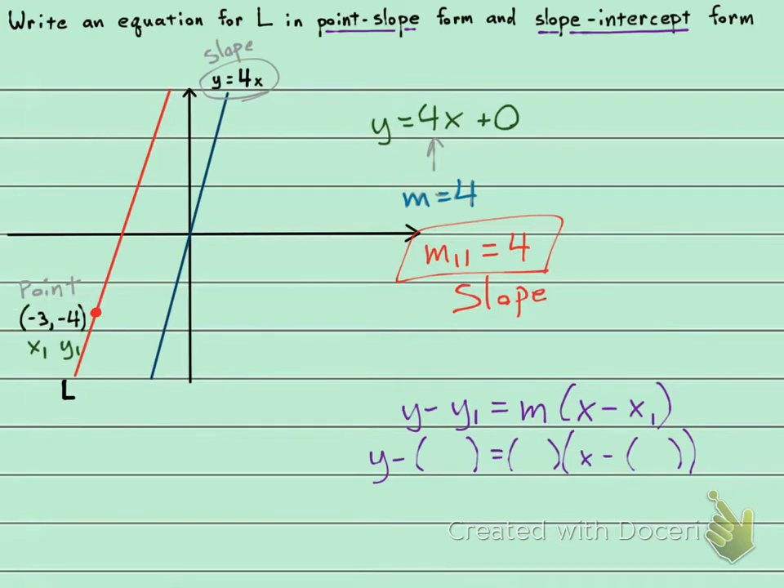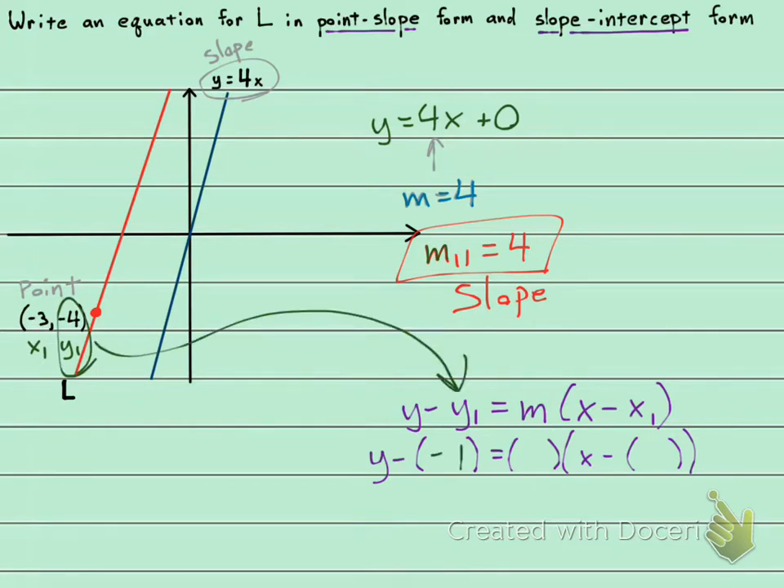You know x comes before y, just like in the alphabet. My x1 is negative 3. My y1 is negative 4. And then the slope is already labeled for us here. m is 4. All right, so let's plug it in. y1. y1 is negative 4. Right here, I'm going to plug it in.